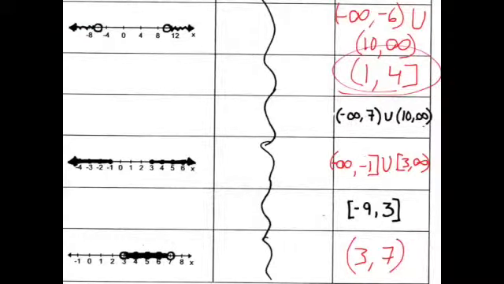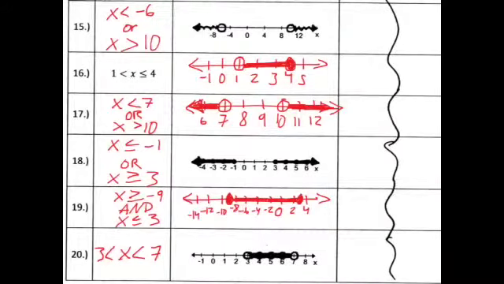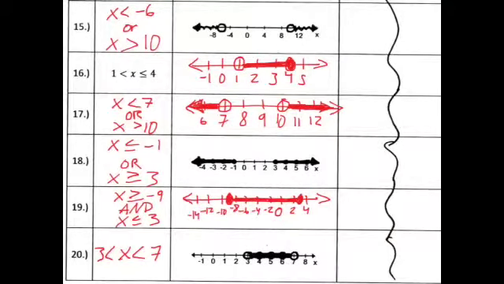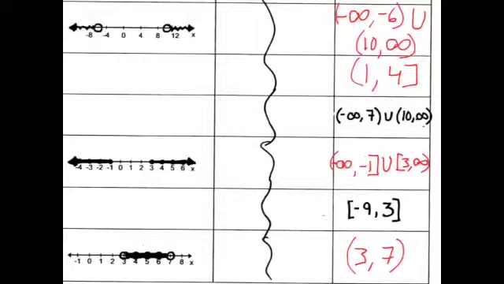Whereas on our next graph, which starts at 1 and goes all the way to 4 and stops, our interval is going to go from 1 to 4. And 4 was a filled in circle, so we're going to have a square bracket on the end there.